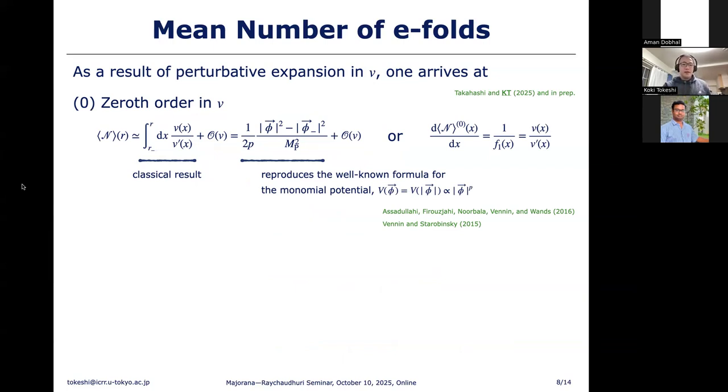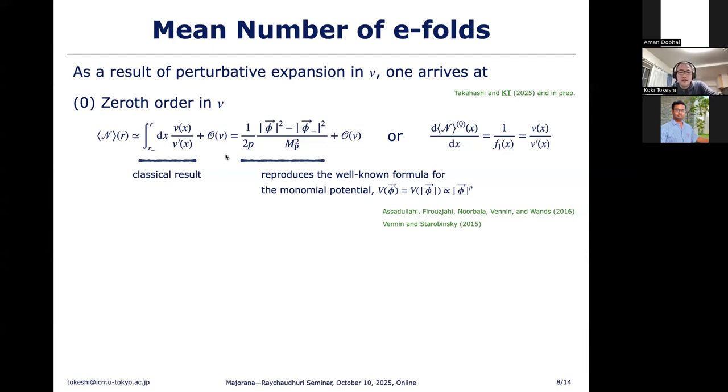Let me expand the mean number of e-folds in the small noise regime. First, we must check the consistency. I mean, at the leading order of the noise, or in other words, in the absence of the stochastic noise, the calculated mean number of e-folds must reproduce the classically predicted, well-known formula. And this is the result.